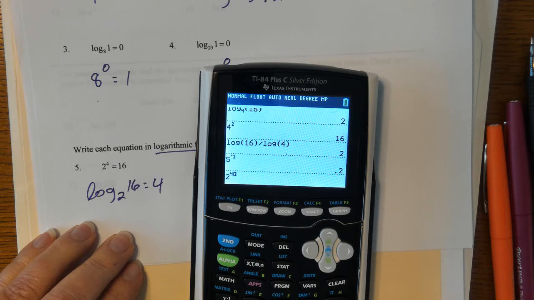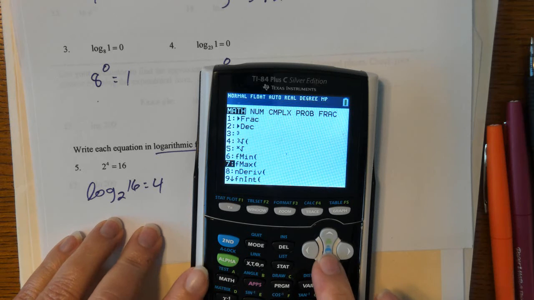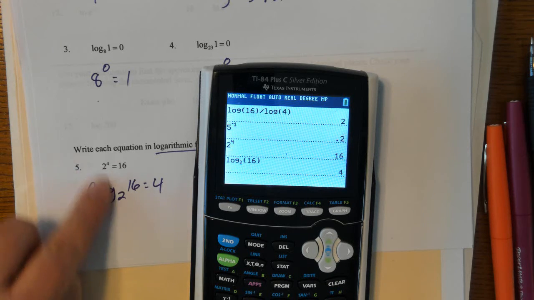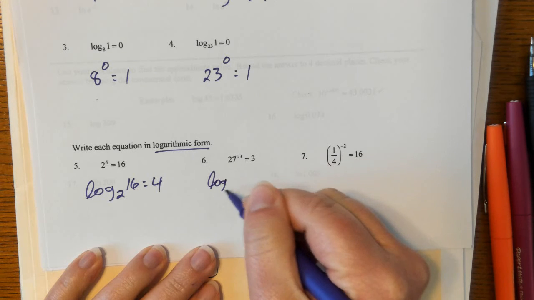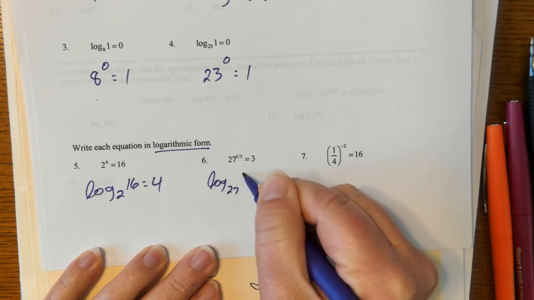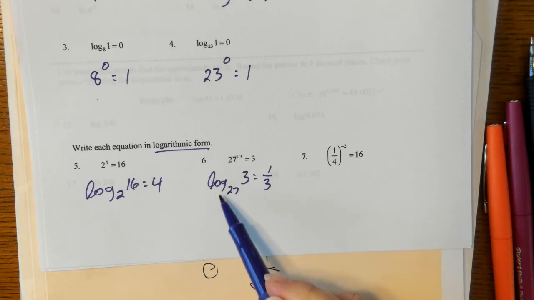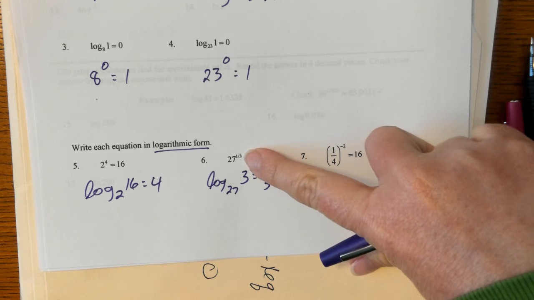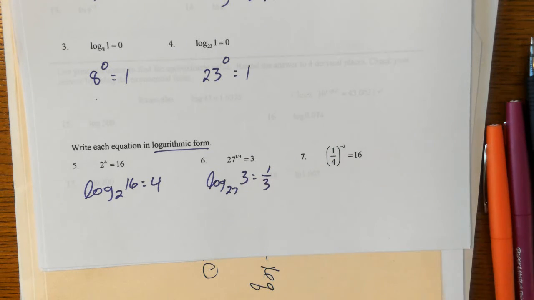If you type 2 to the 4th, it's going to tell you that's 16. And if you went to log base 2 of 16, the calculator is going to tell you that's 4, because these are two different ways of saying the same thing. Okay? Log base 27 of 3 equals 1/3, because the whole point of a log is to get the exponent by itself. And again, if you typed 27 to the 1/3 in your calculator, it would tell you it's 3. If you typed log base 27 of 3 in your calculator, it would tell you it's 1/3.